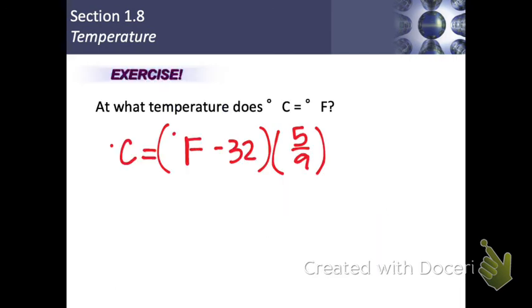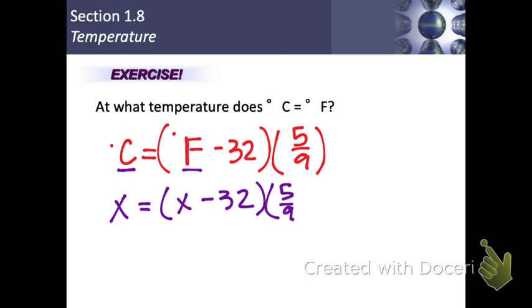If we want both of these values to be the same, we're going to replace them just with a single variable. So now we're at x equals x minus 32 times 5 over 9. Now I want you to solve for x. Does that make it simpler?